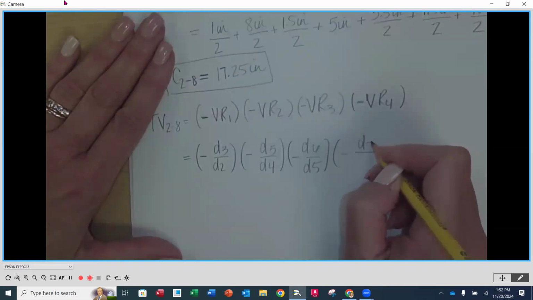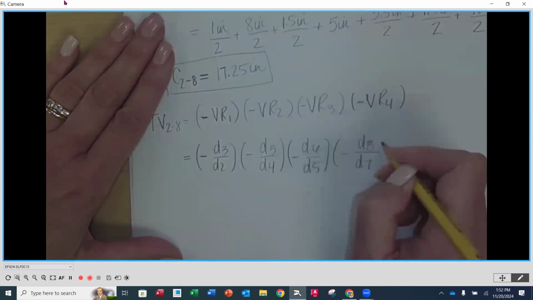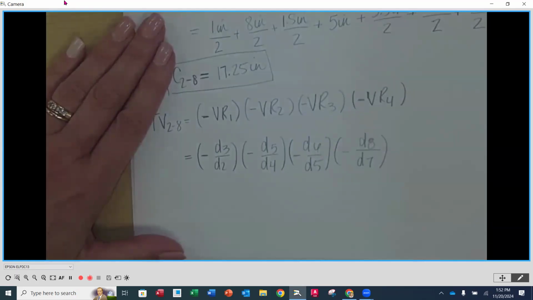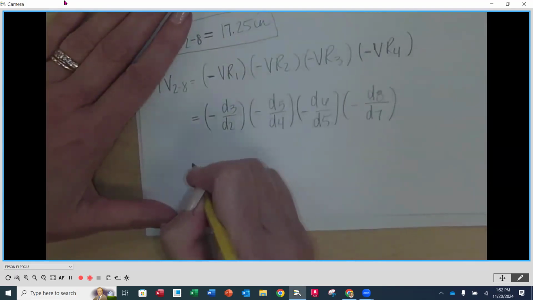D8 over D7. Again, the larger of the two will always go on top. We can see here that our D5 would cancel out. You could either cancel it out and leave it, or you can put the numbers in and they will naturally cancel out. But I'm going to leave them in there.